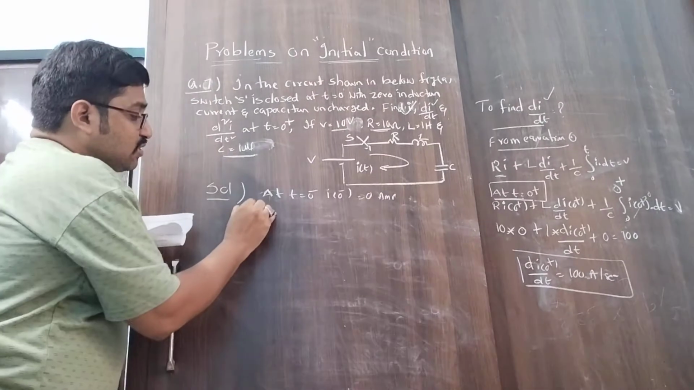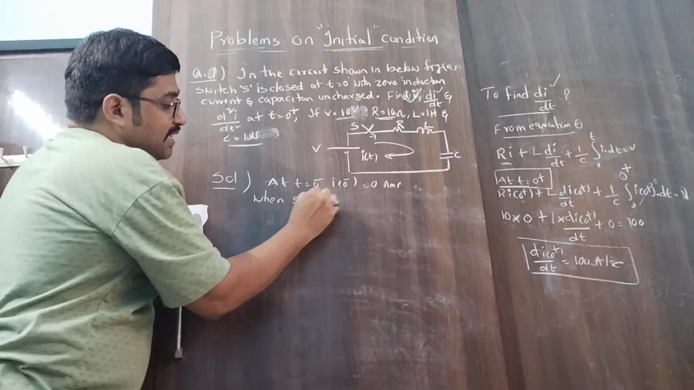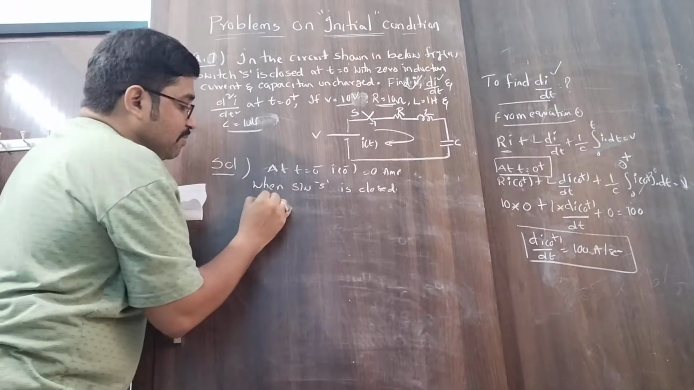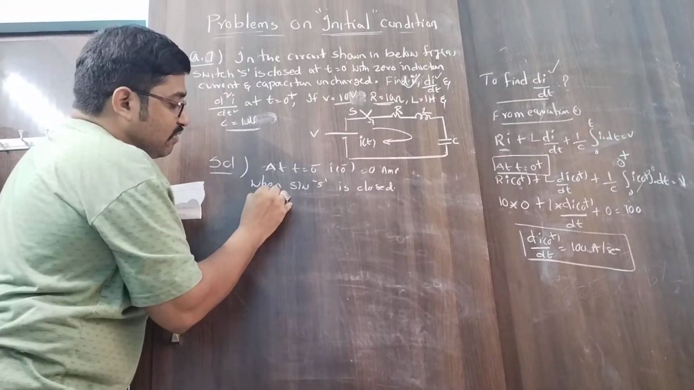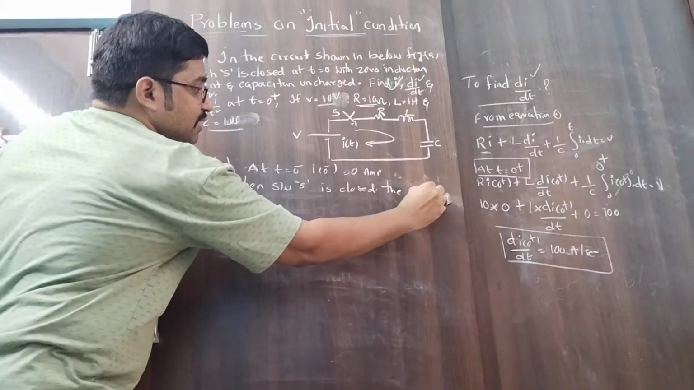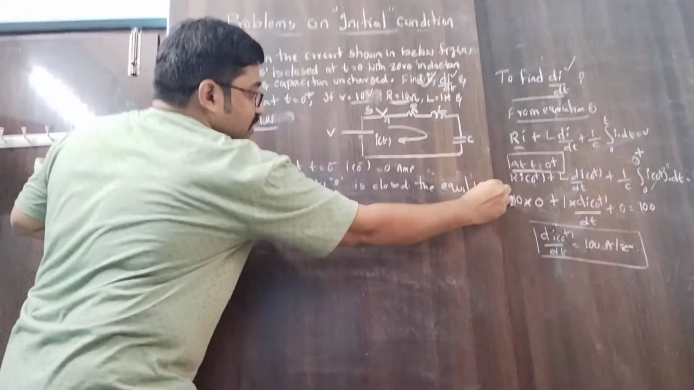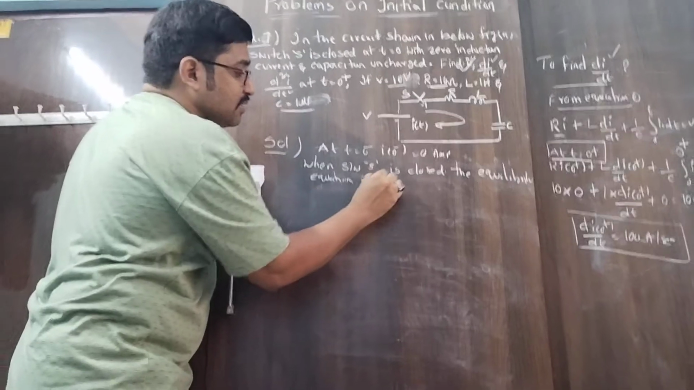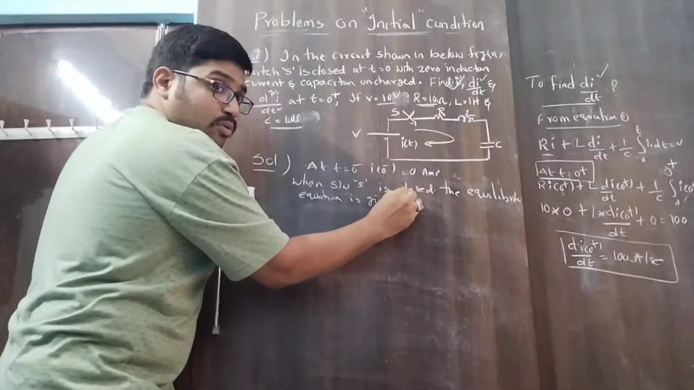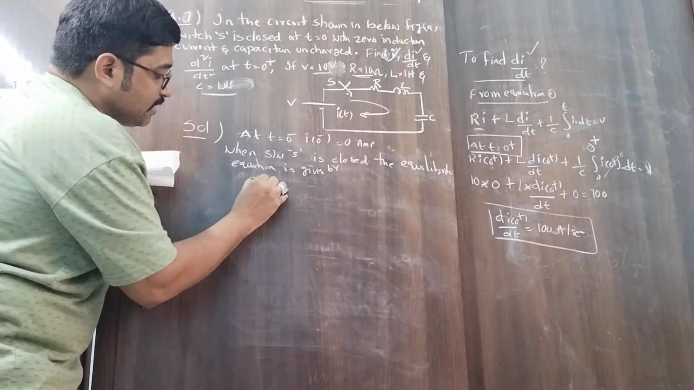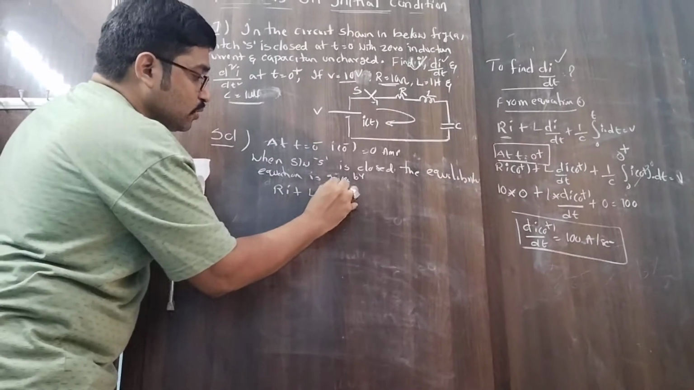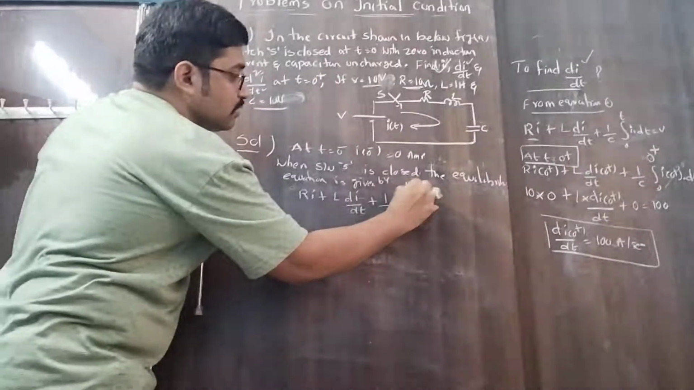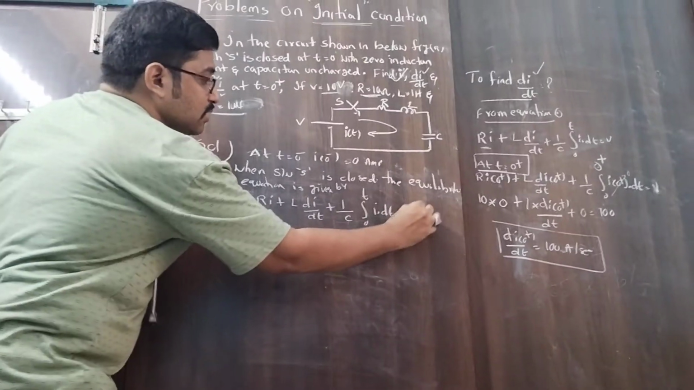Now what you need to do: when switch S is closed, how are you going to get the equilibrium equation? The equilibrium equation is given by R into I plus L into di divided by dt plus 1 by C integral of 0 to t of I into dt is equal to V.